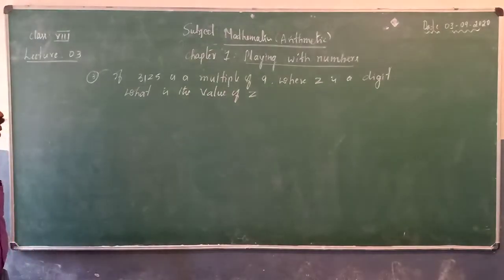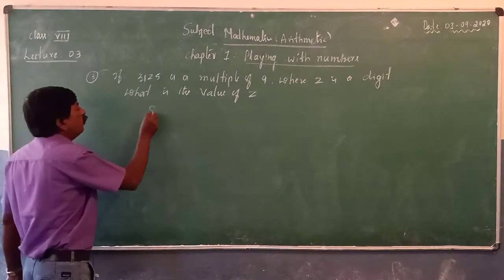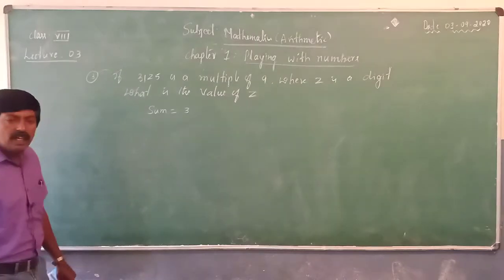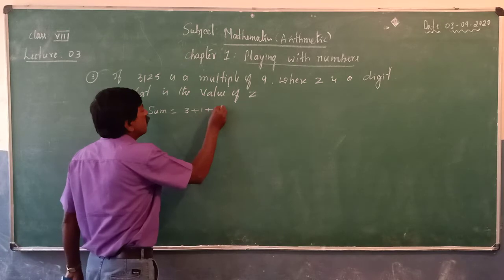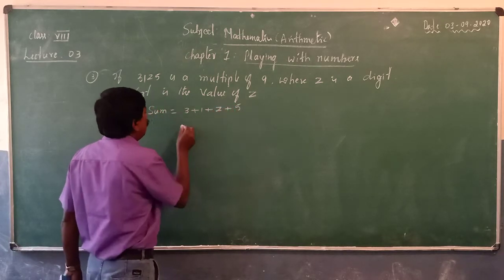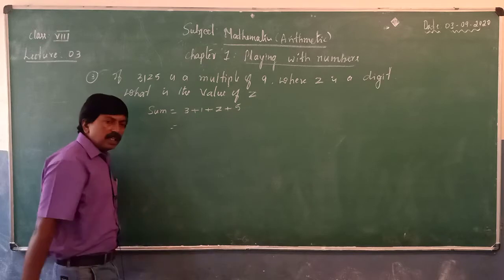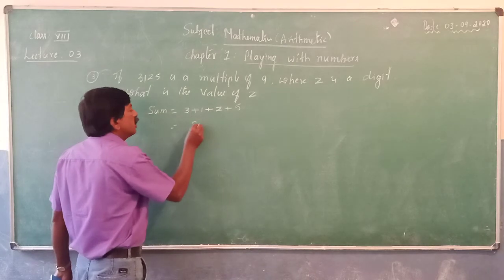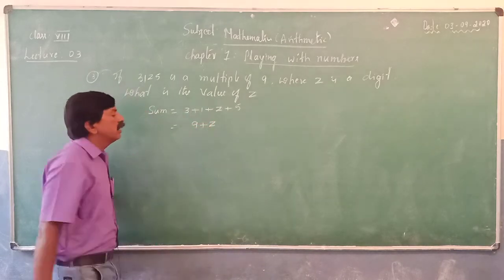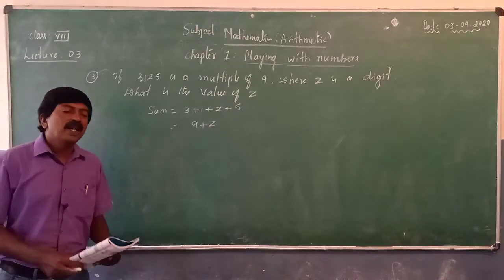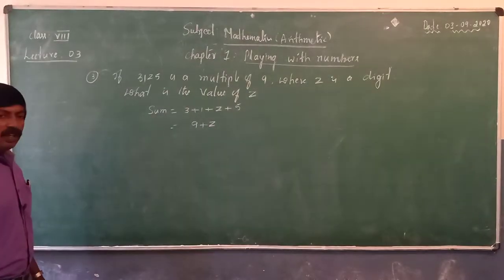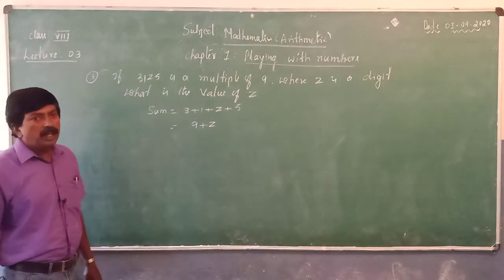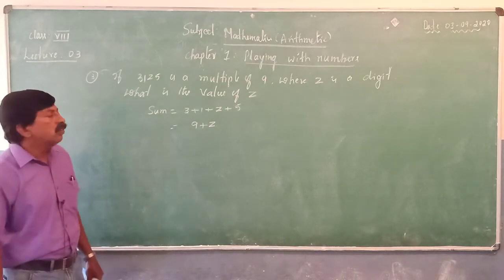Yes. Now here you can find the value of Z. You can find the sum of the numerals. So what are the digits involved here? 3 plus 1 plus Z plus 5, which is equal to 3 plus 1 is 4, 4 plus 5 is 9, 9 plus Z. Now here you can choose two values. Either it is divisible by 9, that is, multiples of 9 also.